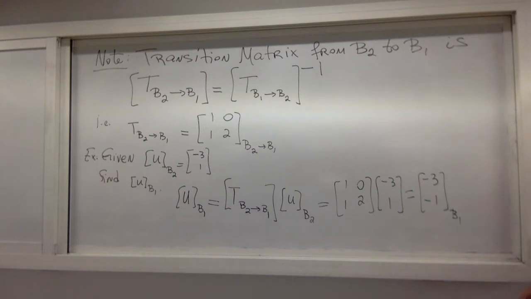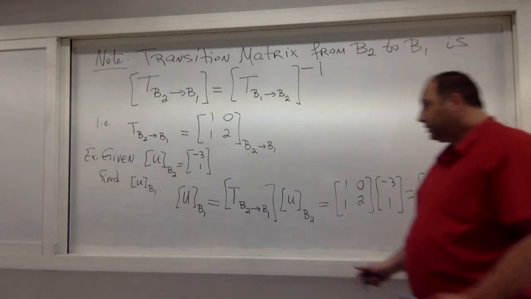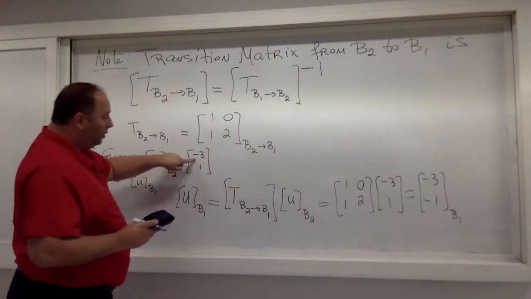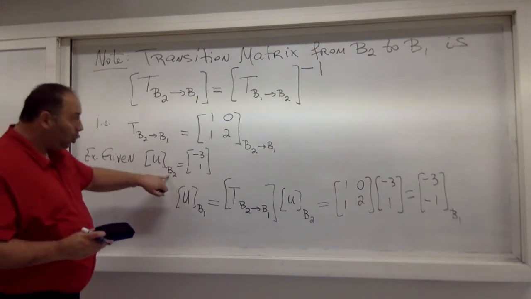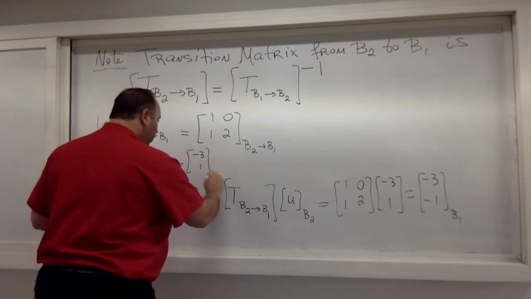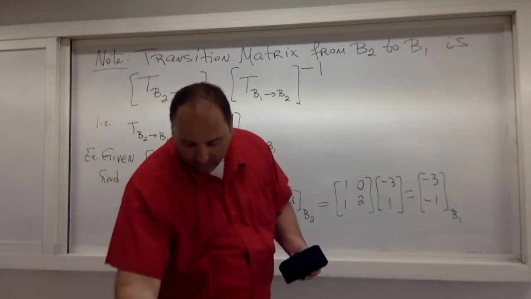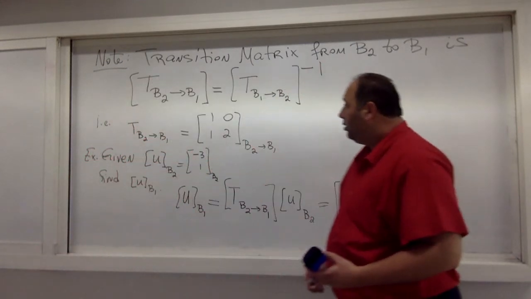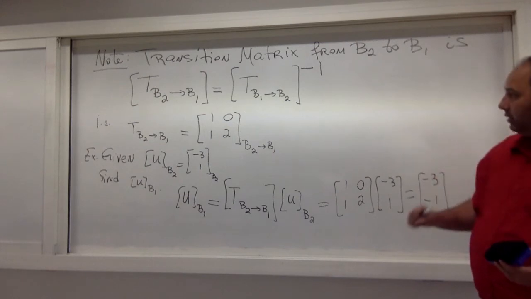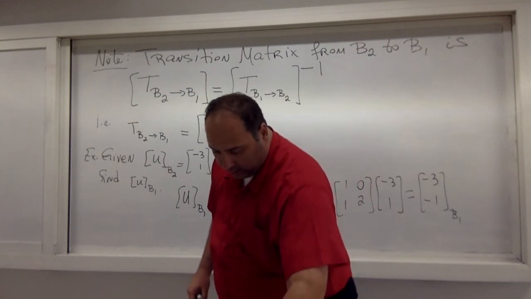If you want to know who's the guy, well, that's not complicated. It's minus 3 times the first basis vector of B1 minus 1 times the second basis vector of B1. But the same guy is actually equal to minus 3 times the first basis vector of B2 plus 1 times the second basis vector of B2. Well, that's not a big deal. It's the same guy, obviously. So that's the way you would proceed in order to find the transition matrix and to go from one set of coordinates to another. It's quite a straightforward procedure.